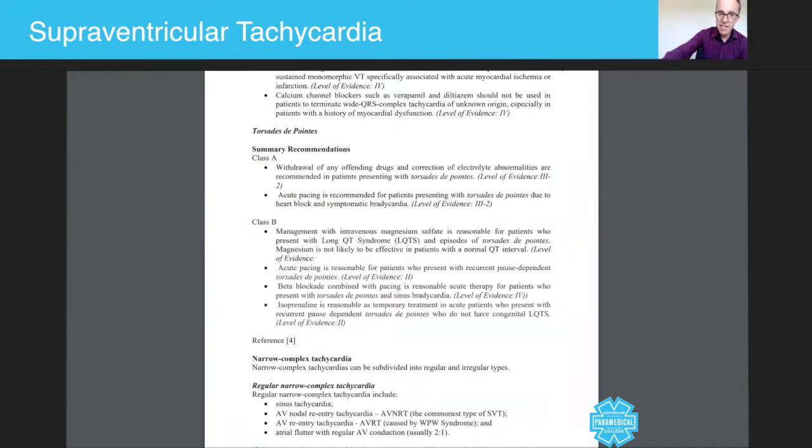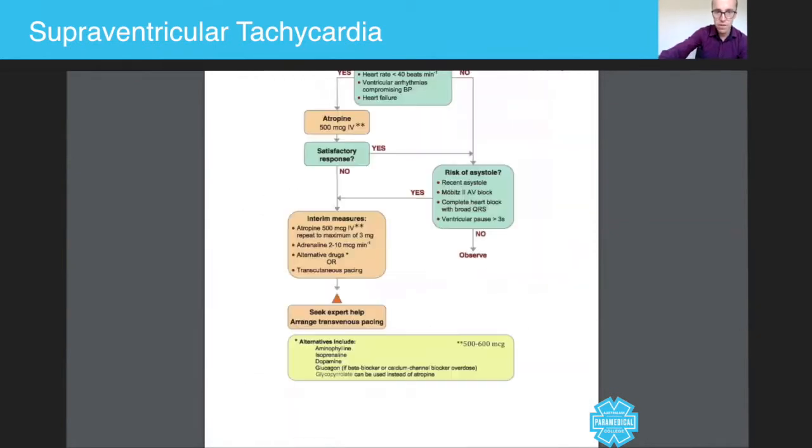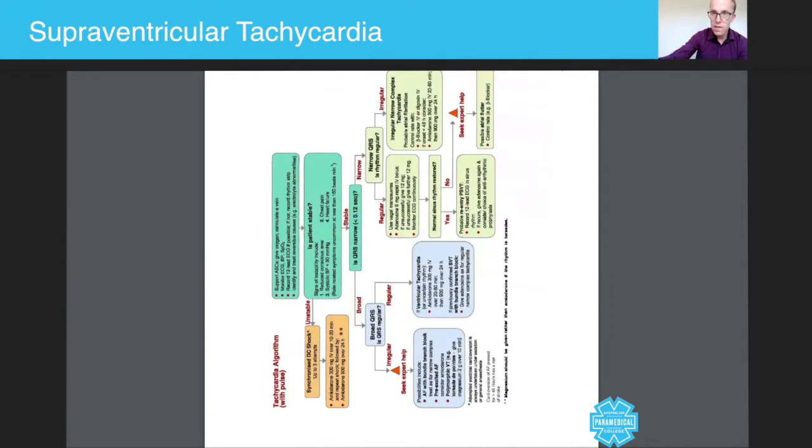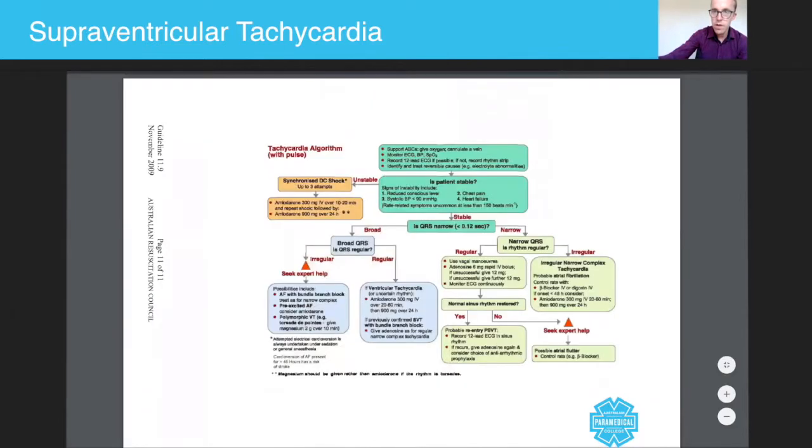Once you've accessed it, let's scroll all the way to the bottom to have a look at the flow chart. So here we have the flow chart. Now I'm going to try and rotate this round. Here we go. There we go.